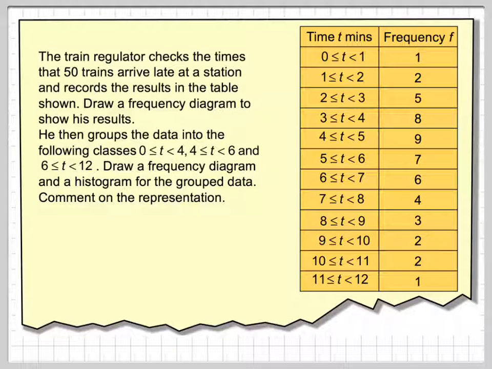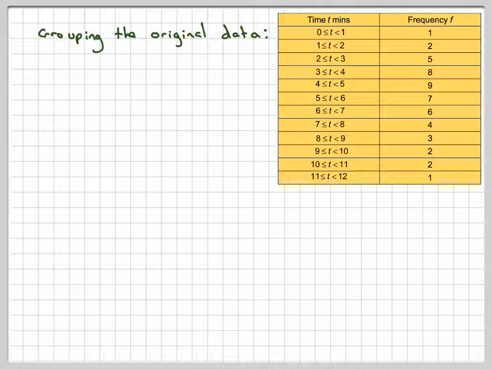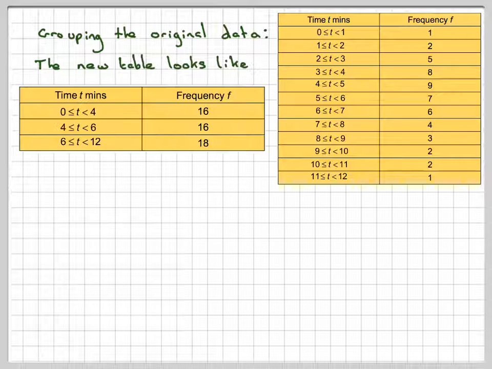Right, he then groups the data into the following classes: from 0 to 4, from 4 to 6, and then from 6 to 12. Draw a frequency diagram and a histogram for this grouped data, and then comment on the representation. So, if we're grouping the original data, we now group it into a table like this. So the new table will look like that.